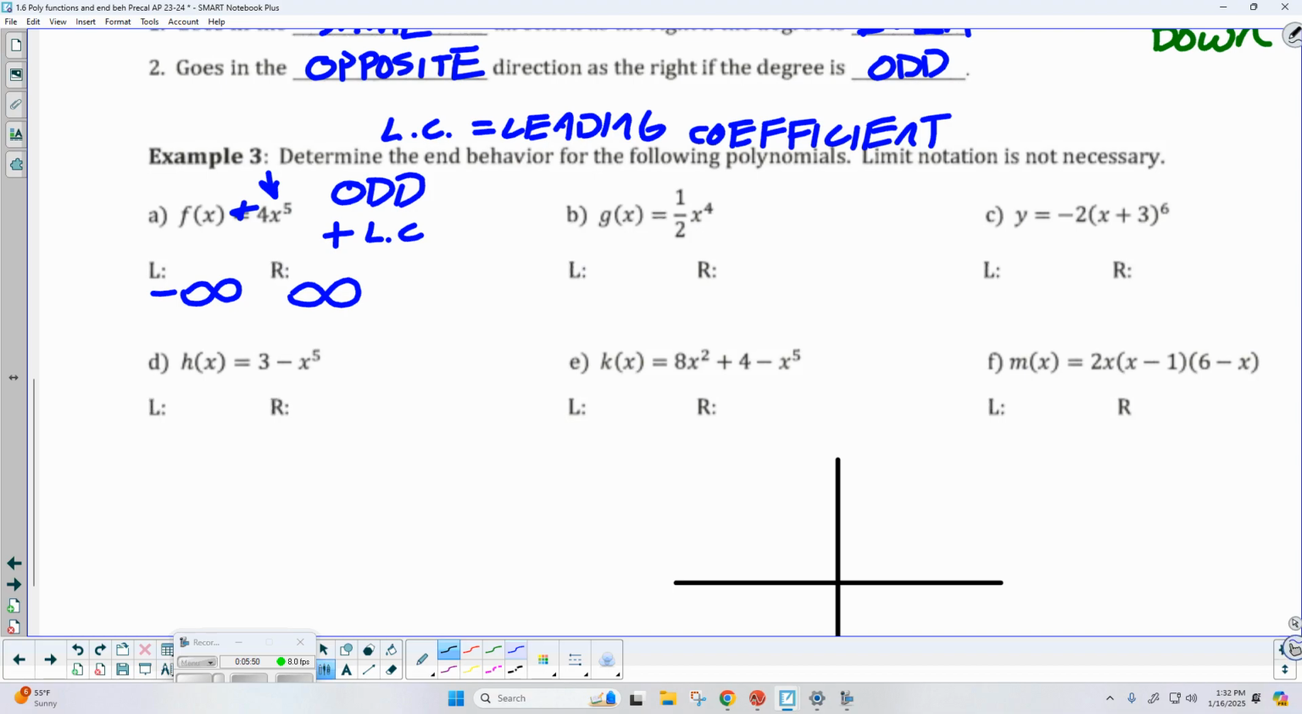Okay, let's take a look at B. I've got 1/2 x to the 4th. That's even, so now I know both of these answers are going to be the same. Either both ends are going up to positive infinity or both ends are going down to negative infinity. What kind of coefficient do I have? It's positive, so a positive leading coefficient. So what should I put for both? Positive infinity. If it's an even degree with a positive coefficient, they're both up.